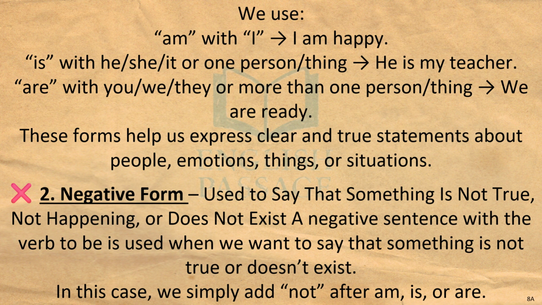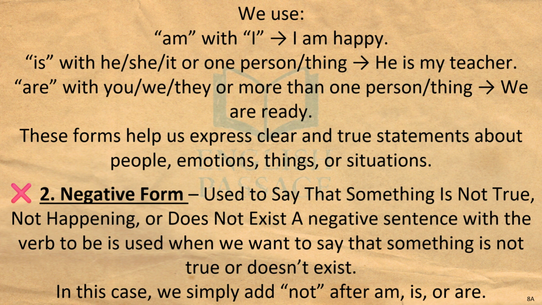We use am with I. I am happy. Is with he, she, it, or one person or thing. He is my teacher. Are with you, we, they, or more than one person or thing. We are ready. These forms help us express clear and true statements about people, emotions, things, or situations.